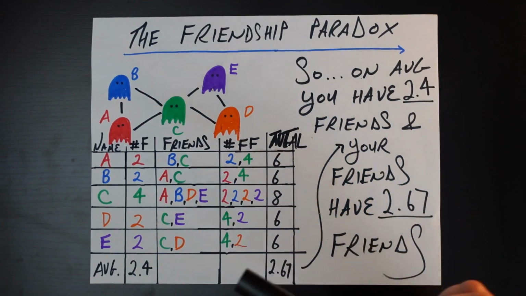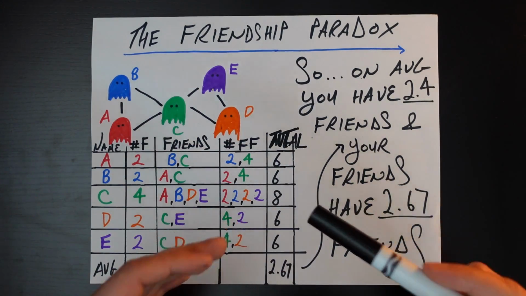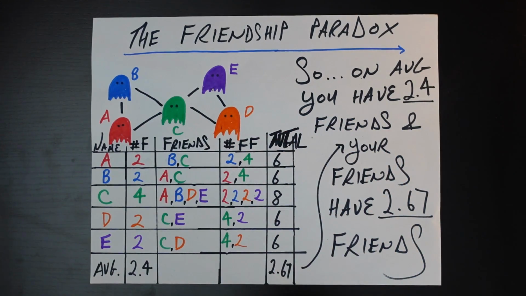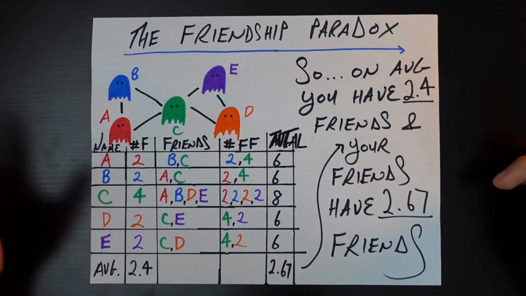And so this 4 is guaranteed to show up 4 times. In other words, 4 times 4, or 4 squared, is the total contribution coming from C's friends. And you can make the same exact argument for anyone else in this diagram.